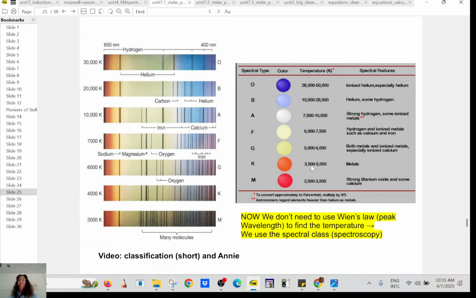Okay, so here you have the temperature. And here you have the explanation why you have this QR code. The red stars mostly have a lot of metals, so molecules, right? So it doesn't take much to excite those molecules. So you're going to see a lot of lines for those molecules, but not many lines for hydrogen or helium.